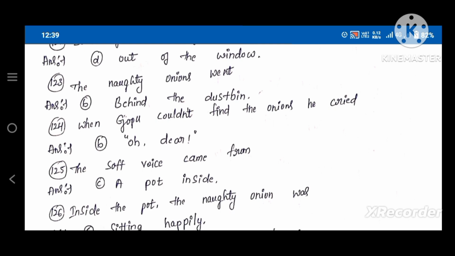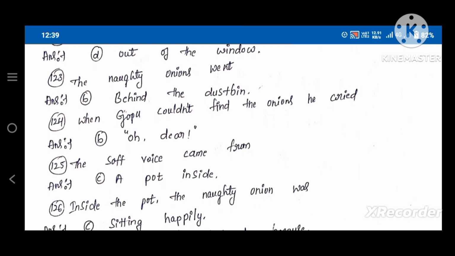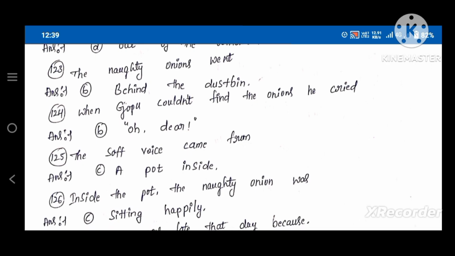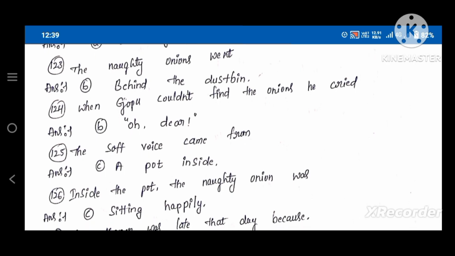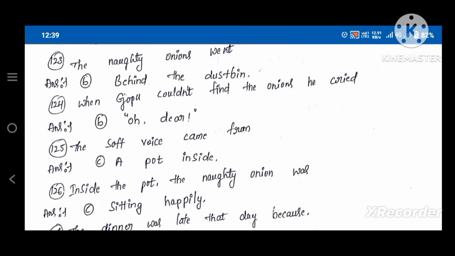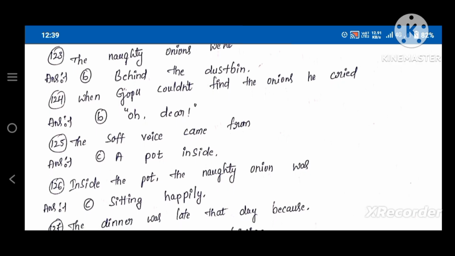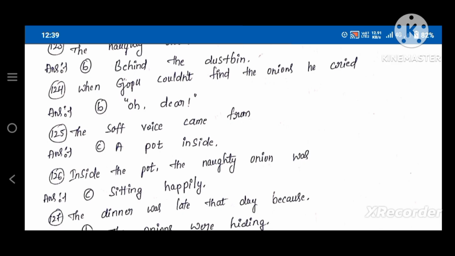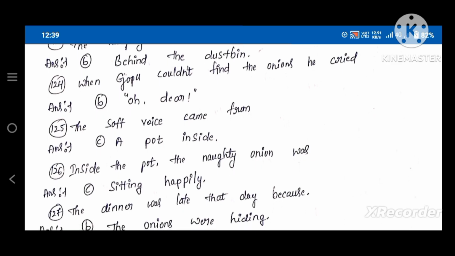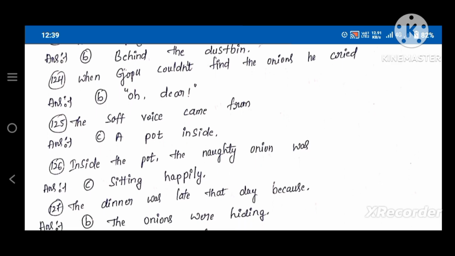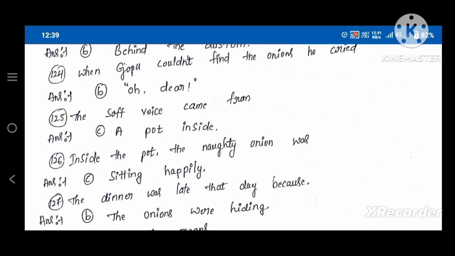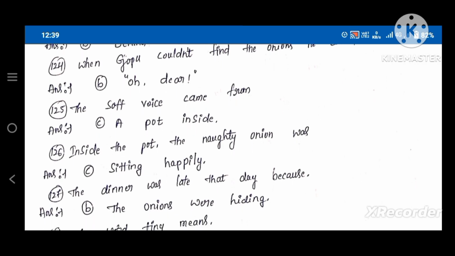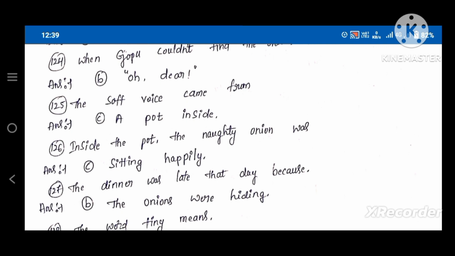The naughty onions went, answer is B, behind the dustbin. When Gopu couldn't find the onions, he cried B, oh dear. The soft voice came from a pot inside. Inside the pot, the naughty onion was sitting happily. The dinner was late that day because the onions were hiding.